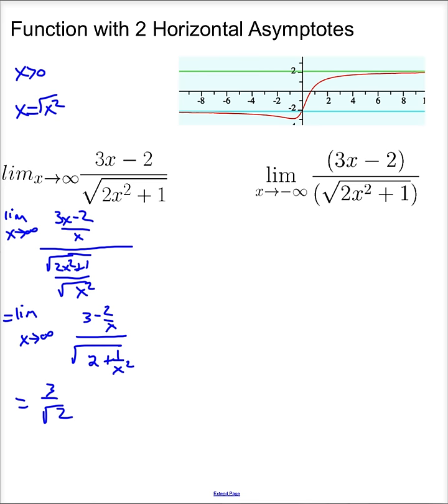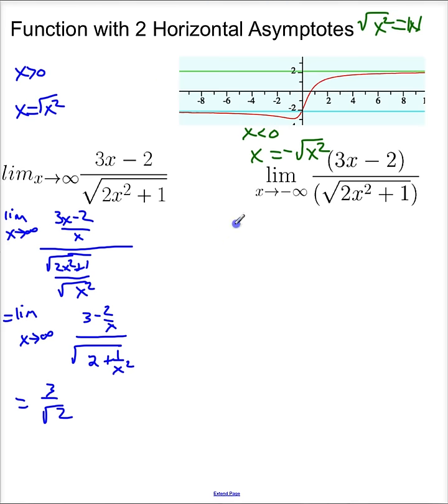Now I'm going to switch colors and let's look at what happens as x goes to negative infinity. Now, when x is negative, I can write that x is minus the square root of x squared, because x has to be a negative number, but the square root of x squared, you remember, is the absolute value of x. And so that's the fact I've been using.